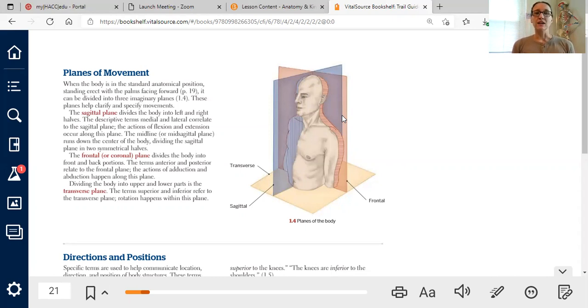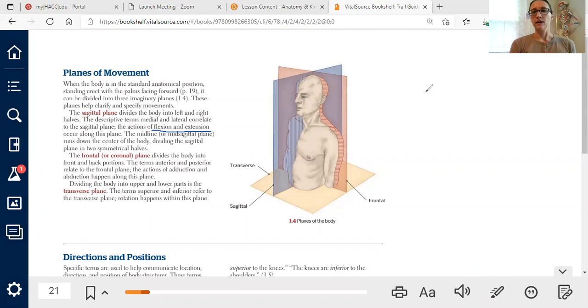Now the movements that occur along the sagittal plane, it says right here, are flexion and extension. Flexion and extension. I'm going to highlight those for you. Flexion and extension, because you do need to know this.